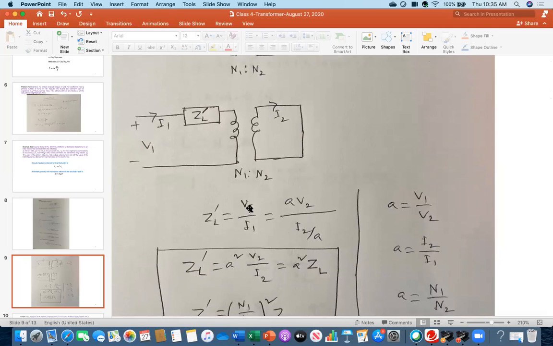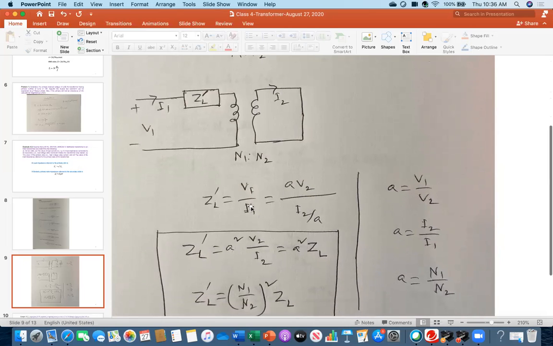And how can I relate it to the secondary voltage? What is V1? A V2. See the definition we are learning today: A = V1 over V2. Therefore I am substituting V1 by A V2. In the denominator I have I1, and I want to relate it to I2. See the definition of A: A is I2 over I1. So therefore, what is I1?